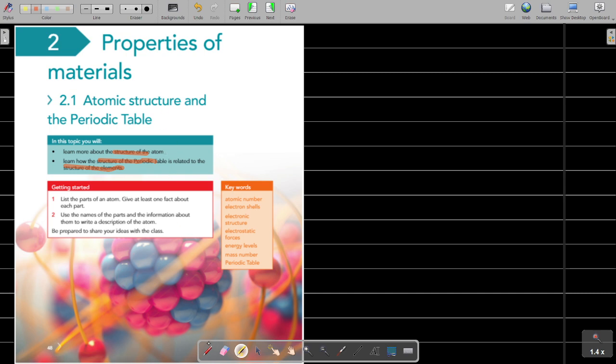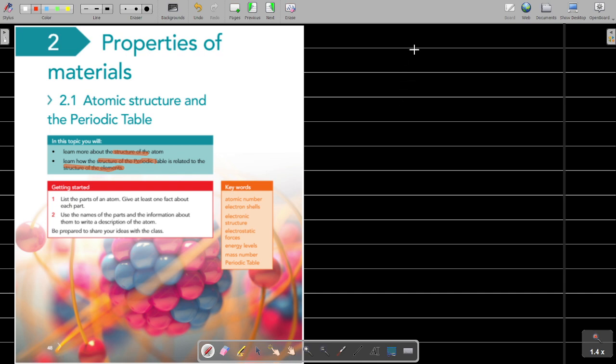Okay, so getting started. In 6th standard, 7th standard, we have studied about atoms, elements, protons, all those things. So there are some few questions for us, and let's do. List the parts of an atom. Give at least one fact about each part. Use the names of the parts and the information about them to write a description of the atom. Okay, let's see. List the parts of an atom.